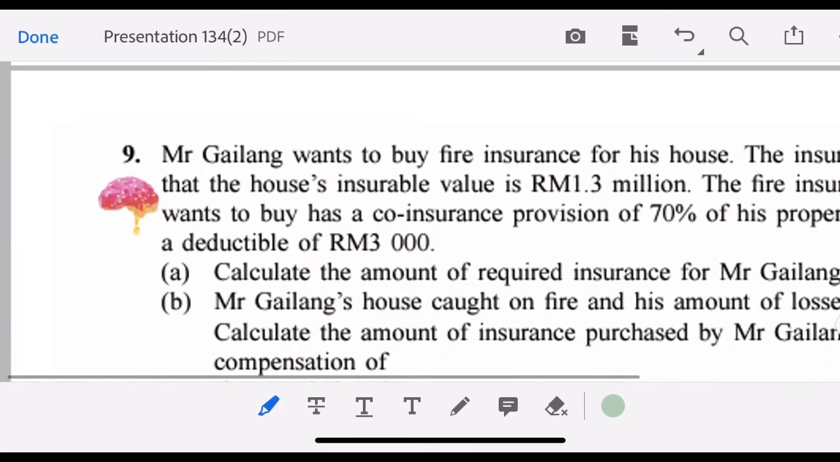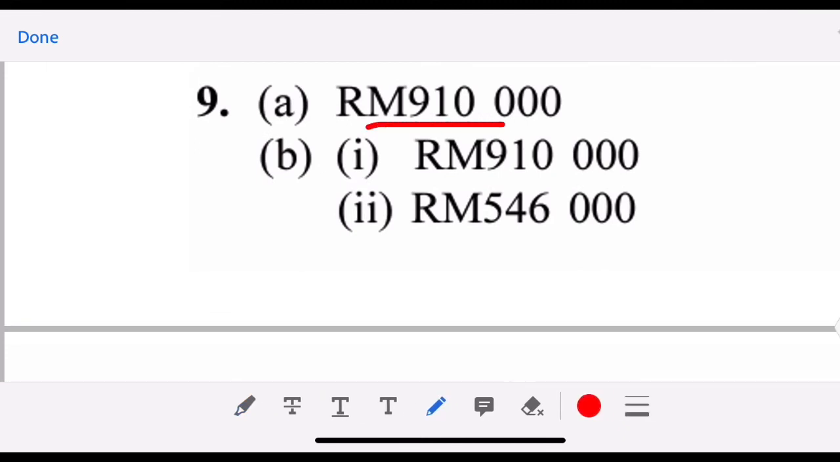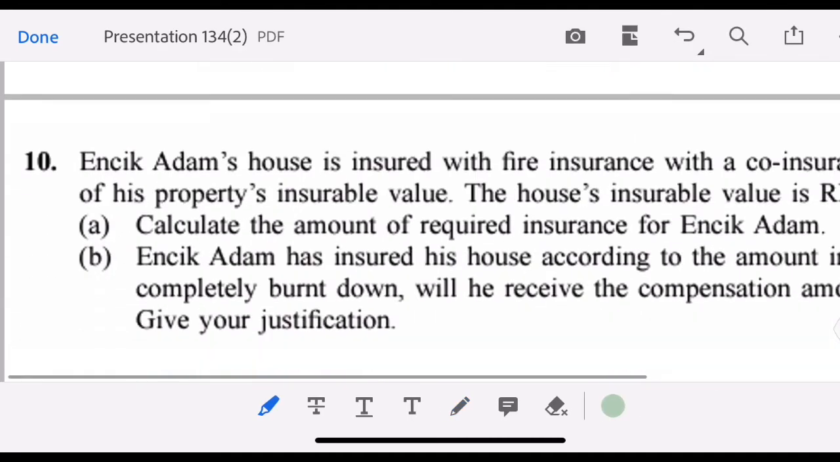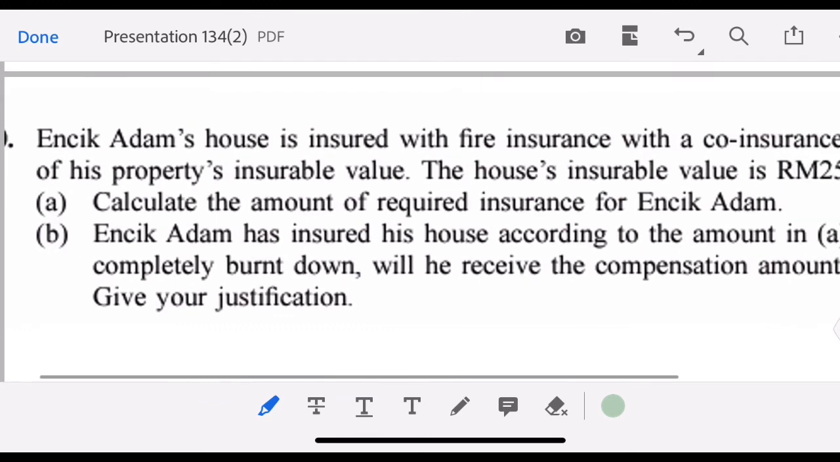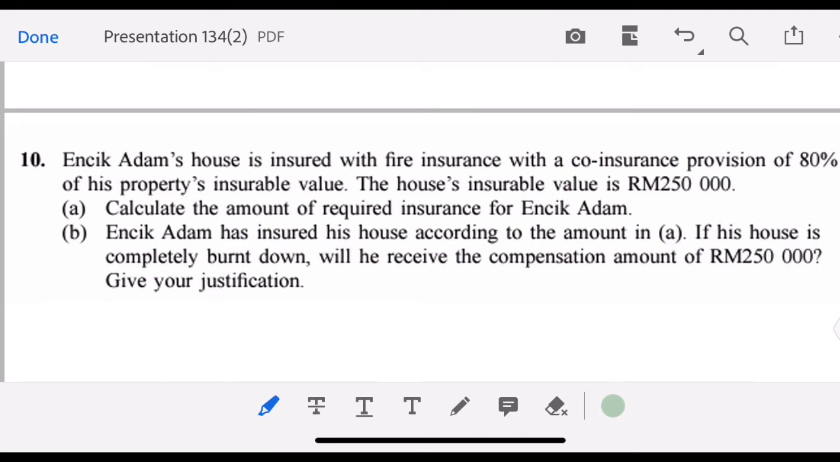Alright, so question number 9 we have solved. This is the answer for A, this is B1, and this is B2. So these are the 3 answers. Let's proceed to the next question. Okay, for question number 10 and 11, we will finish these 2 questions.